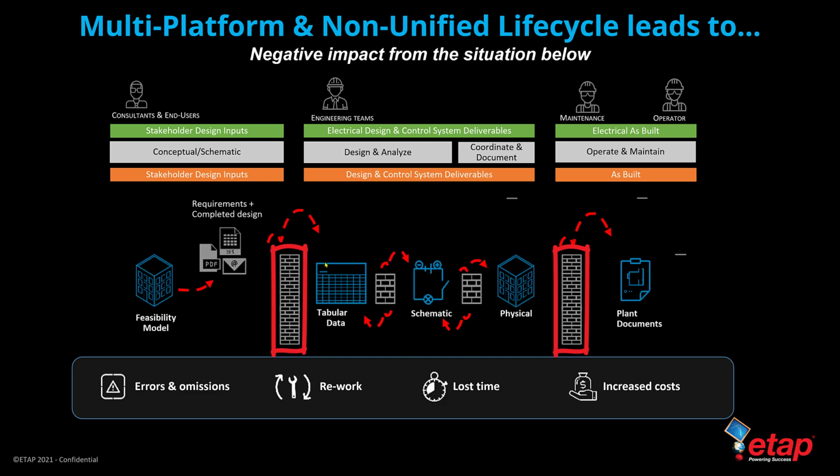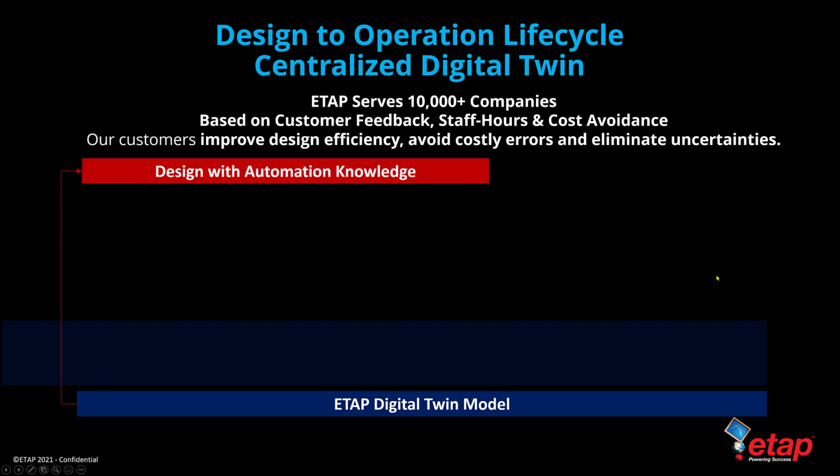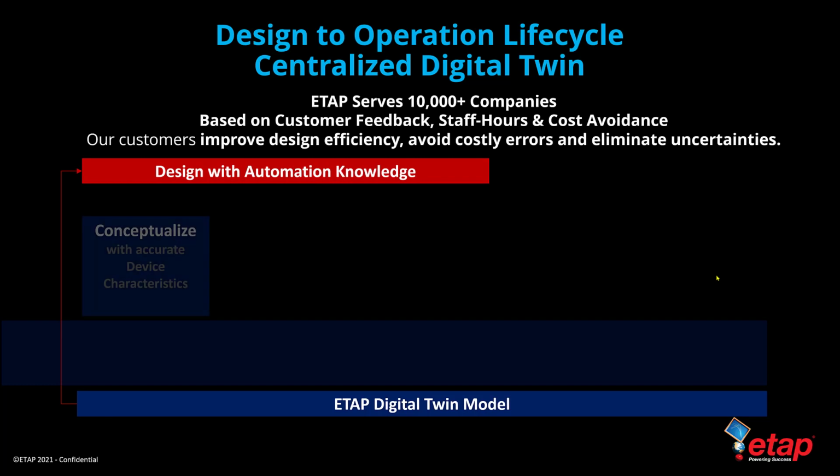So therefore, these silos or walls are to be broken down and the digital twin translated all the way from design to operations. ETAP now serves over 10,000 companies, and based on our customer feedback, which includes the staff hours and the cost avoidance of using a process like this, our customers are able to improve design efficiency, avoid costly errors, and eliminate uncertainties.